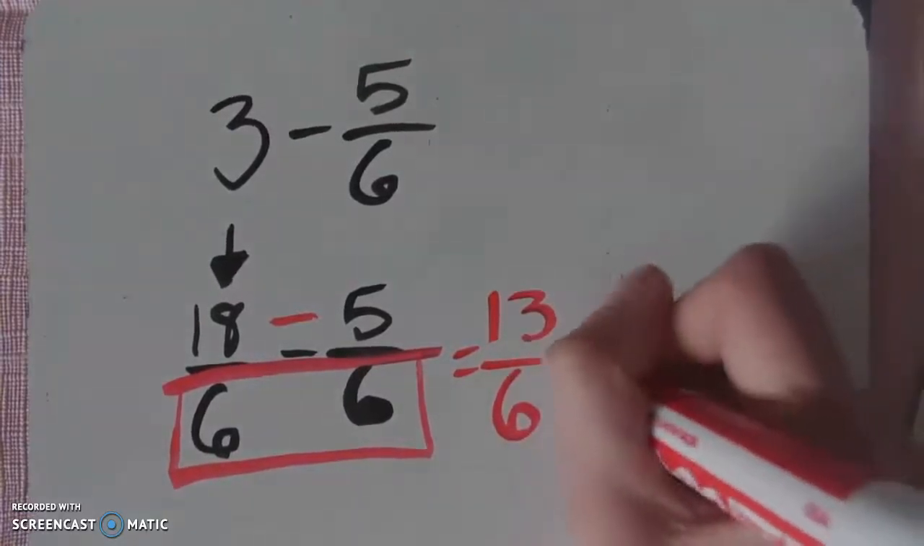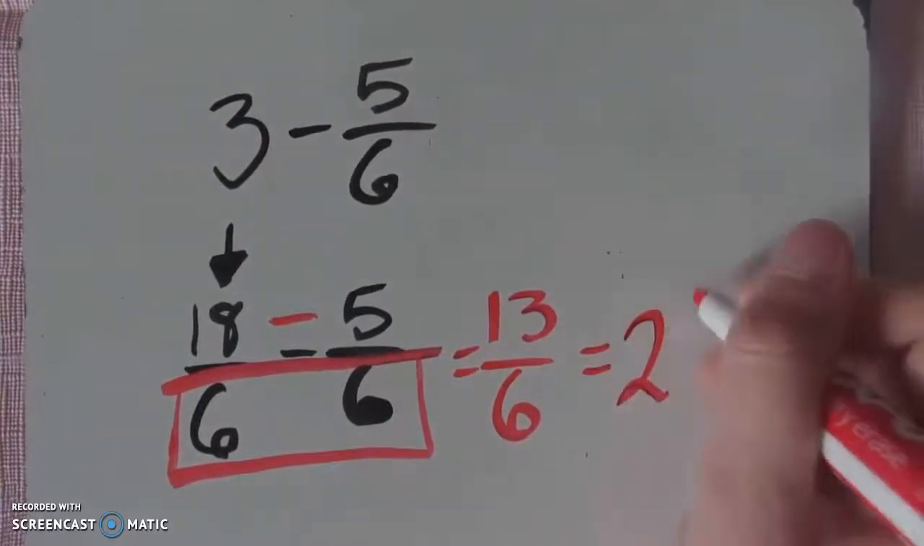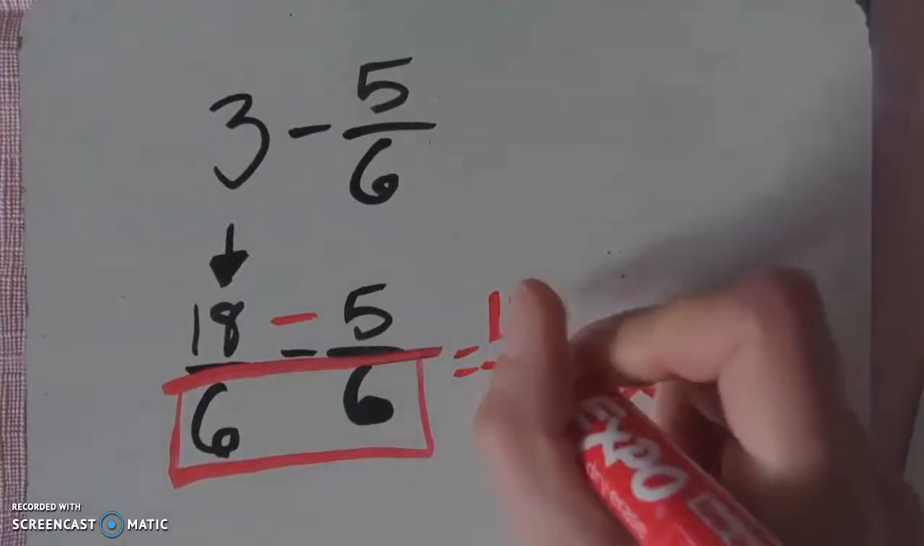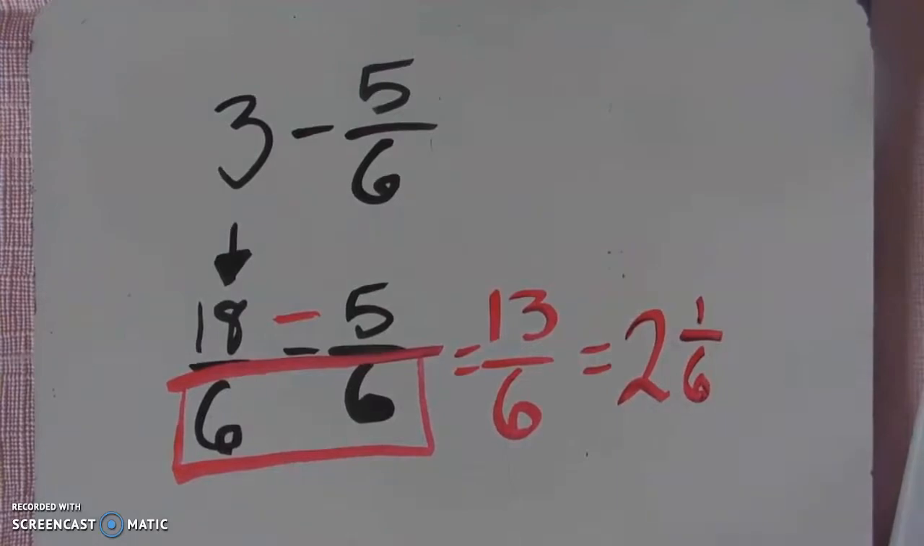If you want to simplify that, you can ask, how many 6's go into 13? Well, 2, and I'd have a remainder of 1, because that would be 12 plus 1 over 6, or 2 and 1/6. Again, I don't mind top-heavy fractions, so if you want to leave it as 13 over 6, I'm okay with that.